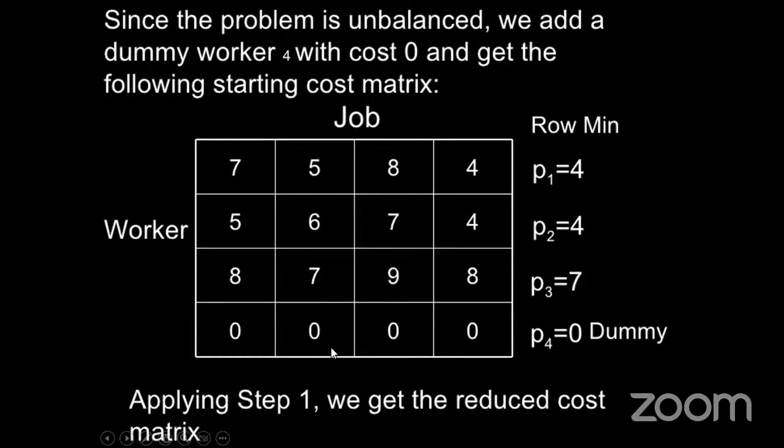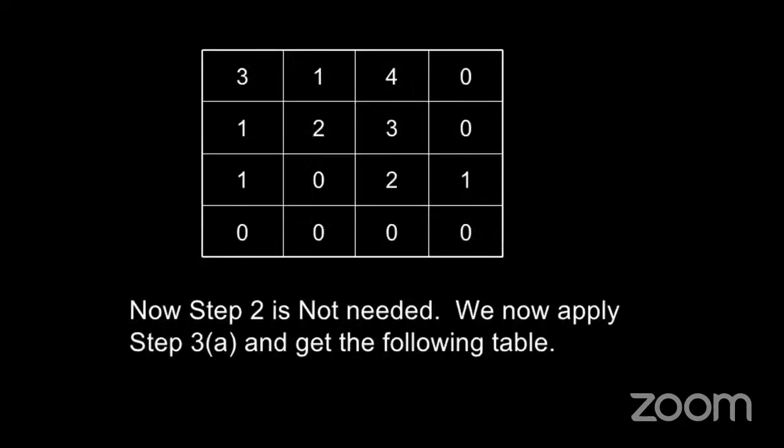After adding the dummy row, we need to go through the steps. Step number 1, row reduction. Step number 2, column reduction. Here column reduction is not possible because in every column you have 0 as the least. Step 2 is not needed because zeros are already there column-wise. Every column, the least is 0 only. So even if you subtract 0 from everything, you'll get the same values. That's why there's no need of the second step. We can go with step 3A.